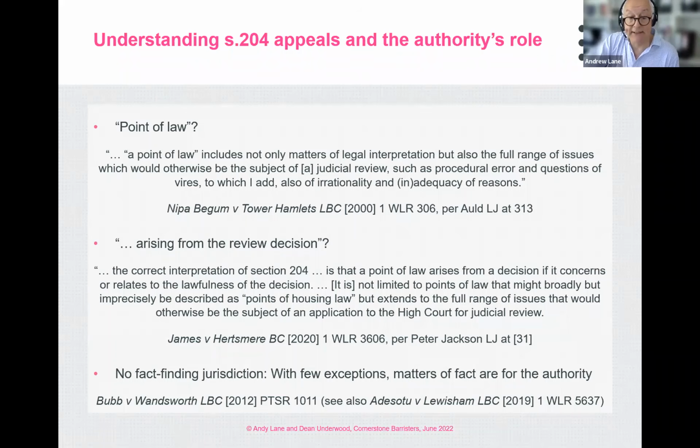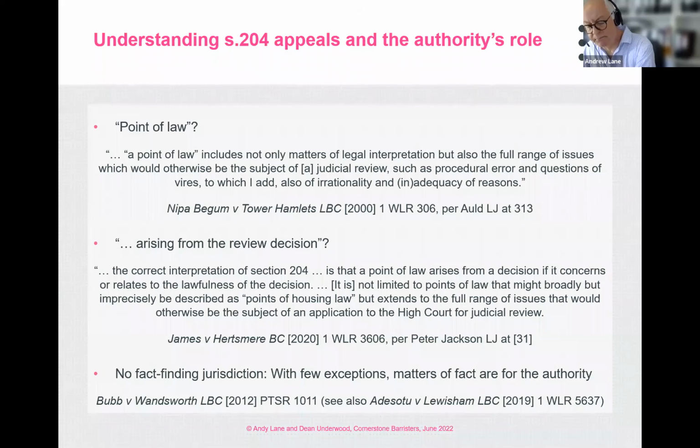What there isn't is a fact-finding jurisdiction. There are a few exceptions to that, but in the large part, there is no fact-finding jurisdiction of the court. So, for example, in the Bubb case you see there and Wandsworth, the question as to whether the person received the offer letter wasn't a matter for the judge to hear evidence on. That was a matter to decide whether the local authority were entitled to come to the conclusion that they had received it. In other words, a classic public law approach. But it wasn't for the judge to hear evidence in order to determine for themselves whether in fact the letter had been received.